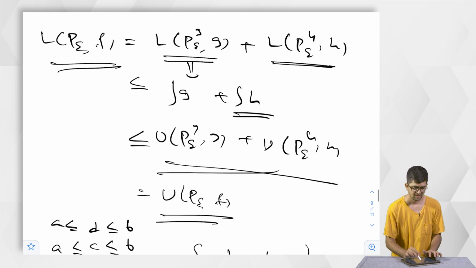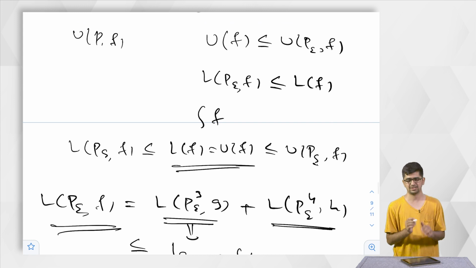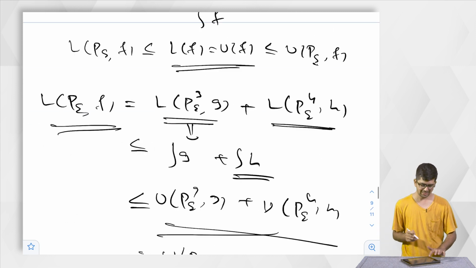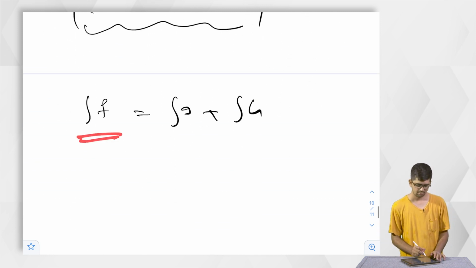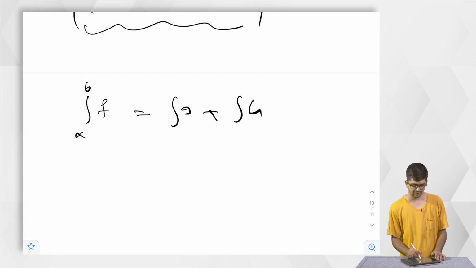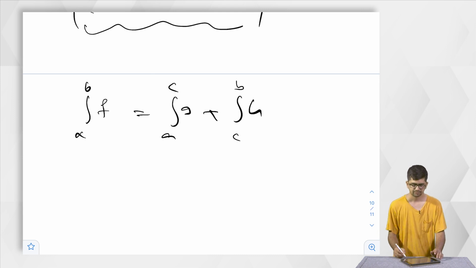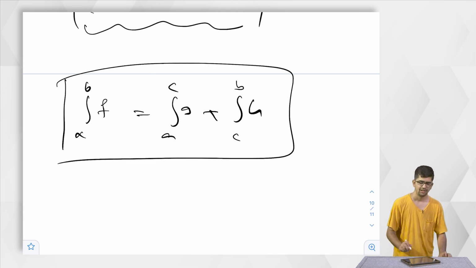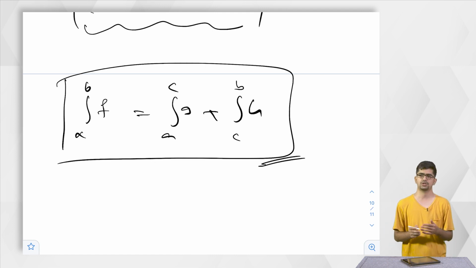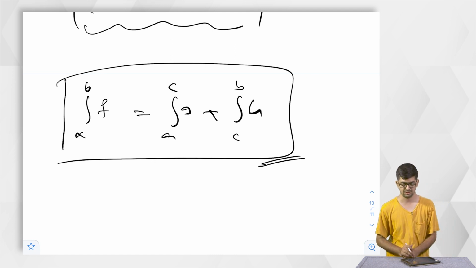So what does it say? If I take an integrable function f restricted to two subintervals whose union is the domain, then the integral of f on [a,b] is equal to the sum of the integrals of the restrictions on [a,c] and [c,b]. This is a property of integrable functions, and it can be used to compute some integrals.